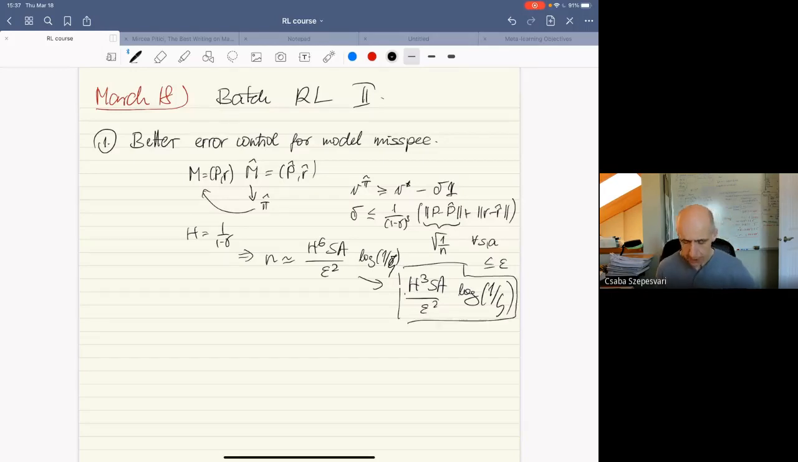So the reason it's worthwhile to spend some time on this is because these techniques to reduce this complexity, this dependence on the horizon, are applicable beyond this very simple setting. So it's kind of interesting to know these techniques and how this is possible. And apparently there is a lower bound that shows that this sample complexity is unimprovable.